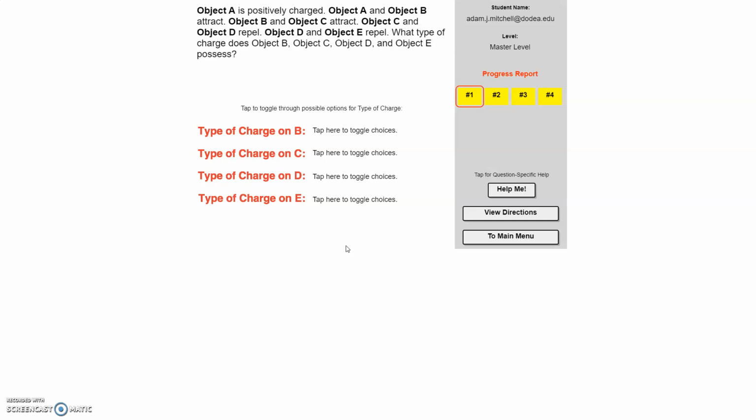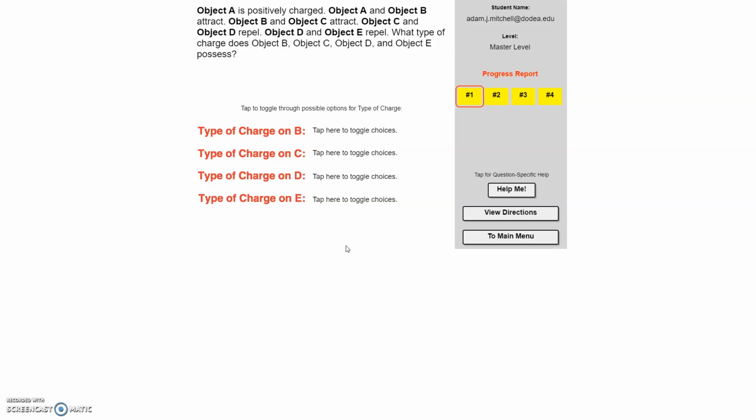It says object C and object D repel. So since they repel, if C had a positive charge, D would also have to have a positive charge. And if C had a negative charge, D would also have to have a negative charge. So we're not sure which one it is, but either of those could be options.